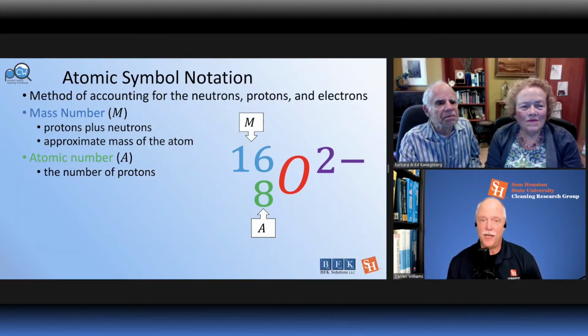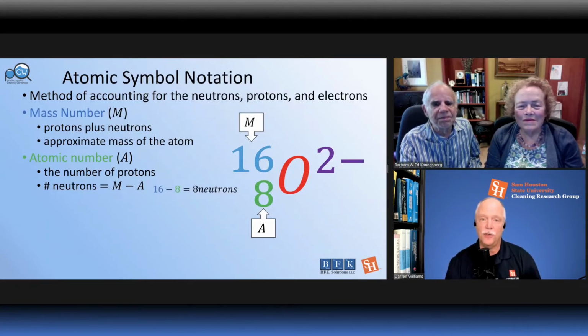And then the atomic number is the number of protons. So oxygen has 8 protons. And if you wanted to know the number of neutrons, you would just take the difference between those two numbers. Subtract 8 from 16 and you get 8. So it has 8 neutrons in this particular isotope of oxygen. And we'll talk about isotopes in a minute.